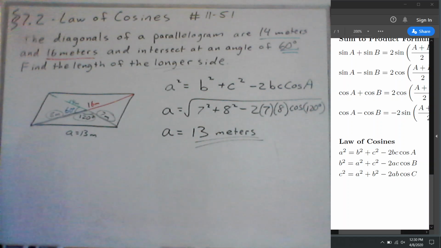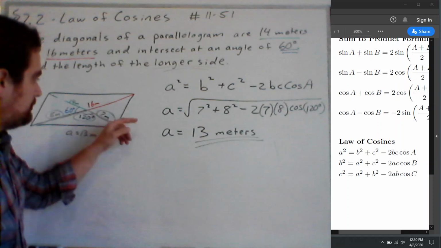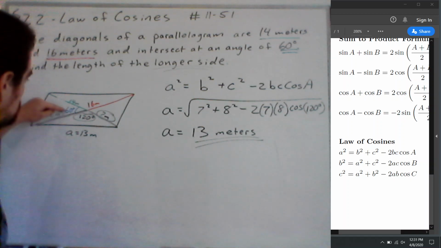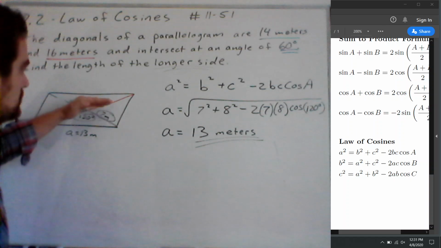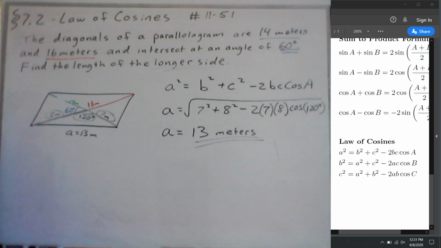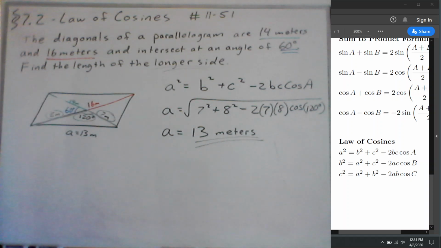That's our longest side. Just be careful, if it asks for the shortest side, you would do the same thing, but notice for the shortest side, you might use that 60 degrees instead. So it'll change that number because it'll change this to cosine of 60 degrees. But you'd still want to take half and take half to make sure you got the correct answer.